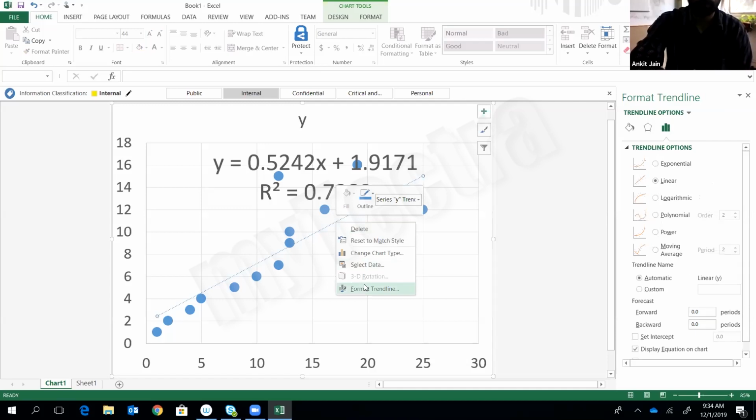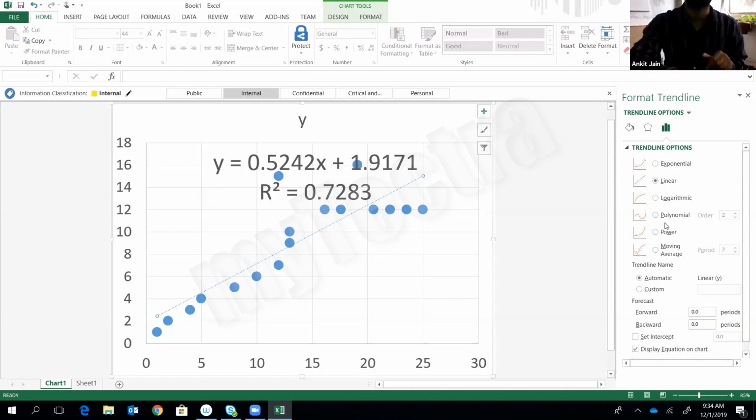Now, suppose the other options given to me are polynomial, logarithmic, power, moving average. So now I say my R square value is 0.72. Can I increase it? So what I will do is check the next level, that is polynomial. Let's try a polynomial equation. Instead of y equal to mx plus c, I will try to fit y equal to mx square. Your equation of the curve changes, right?